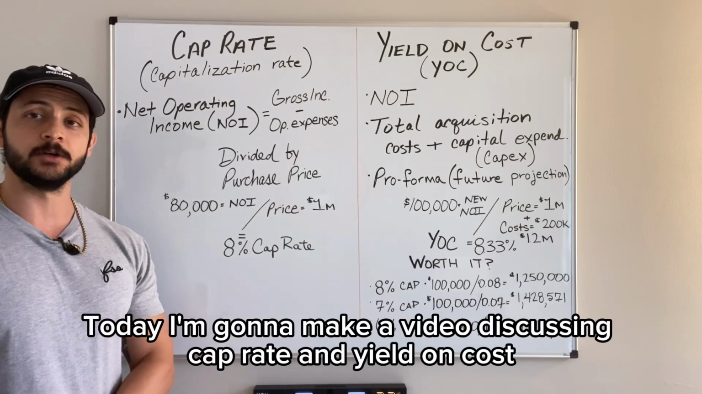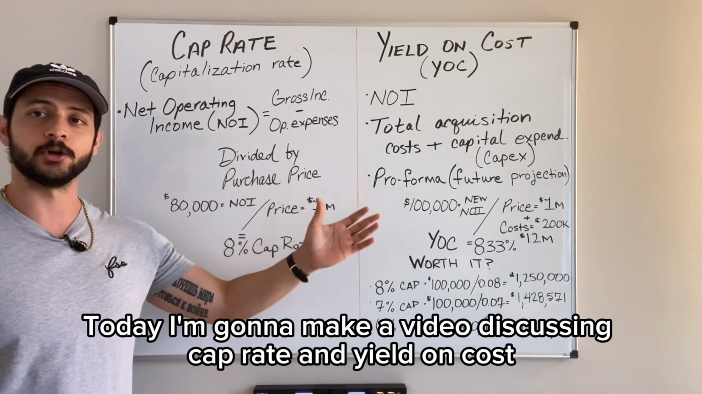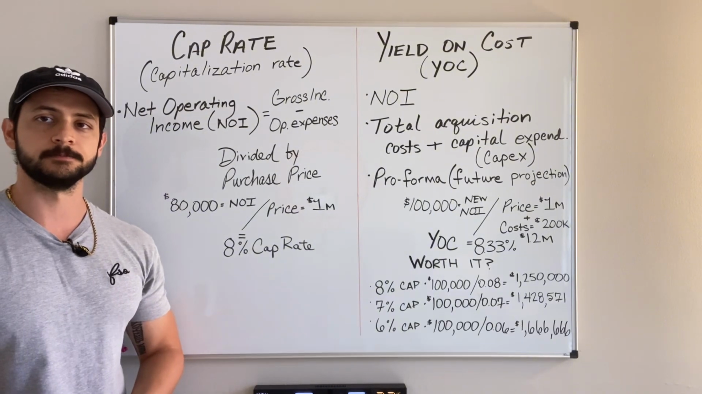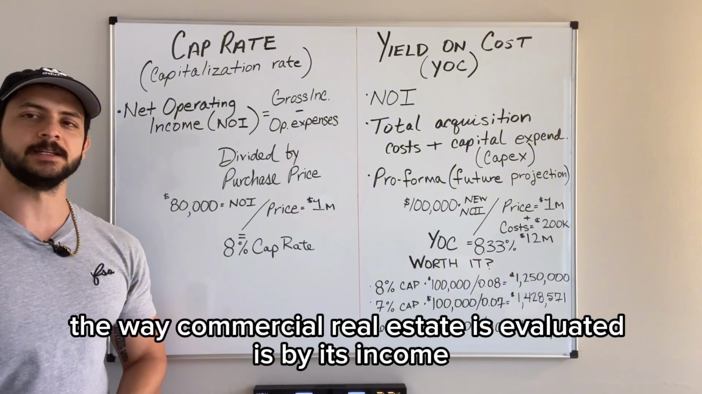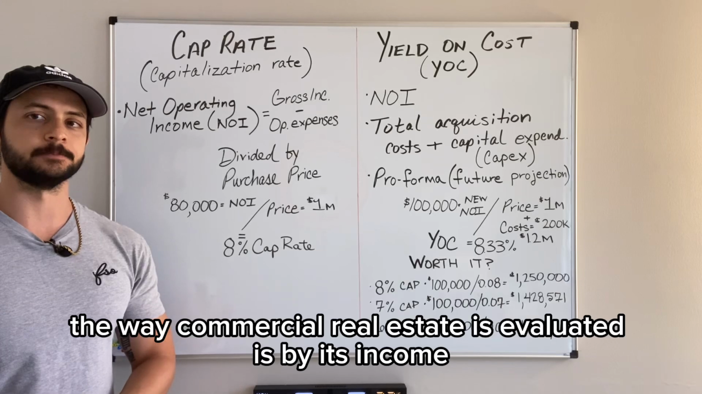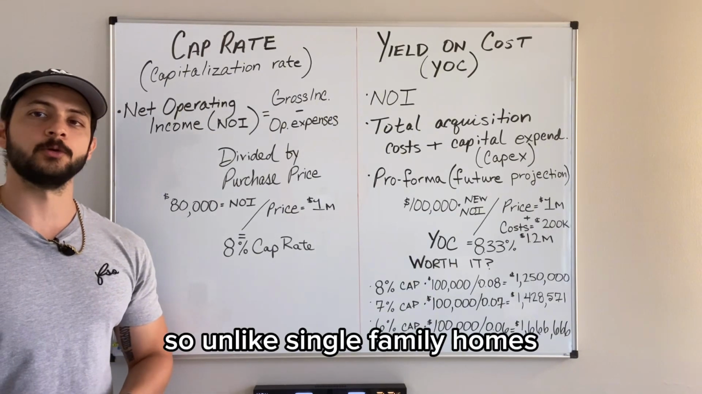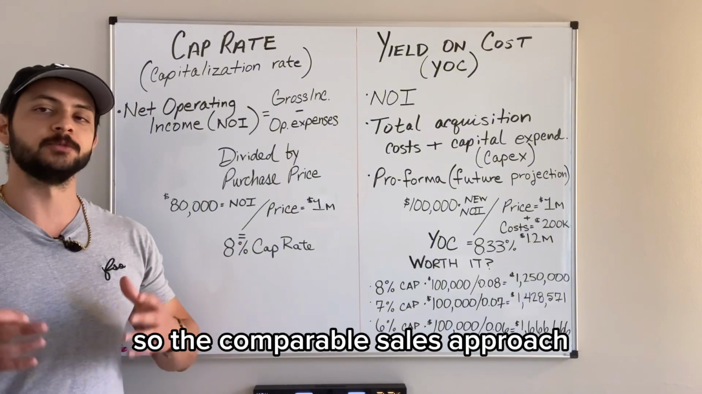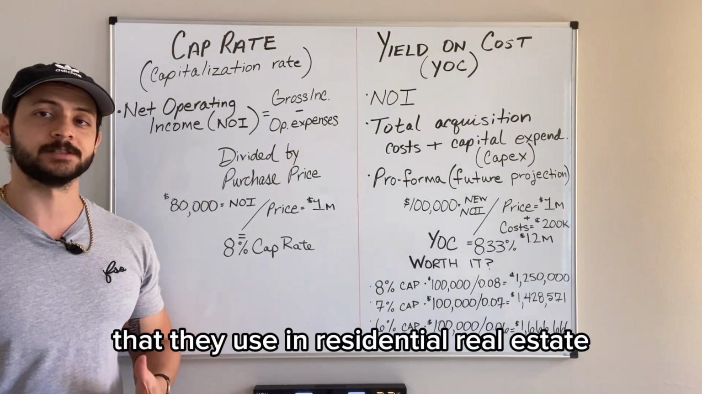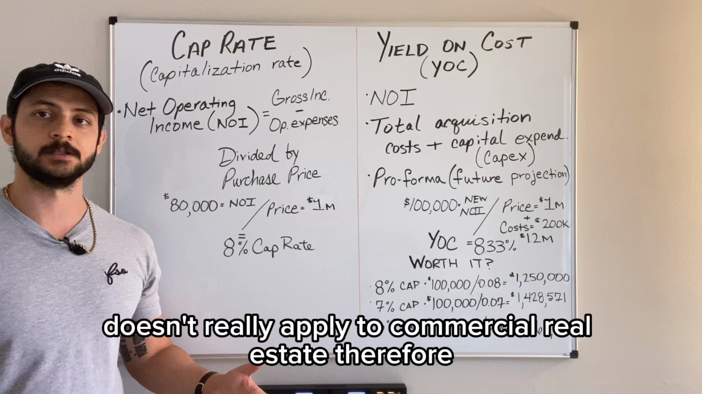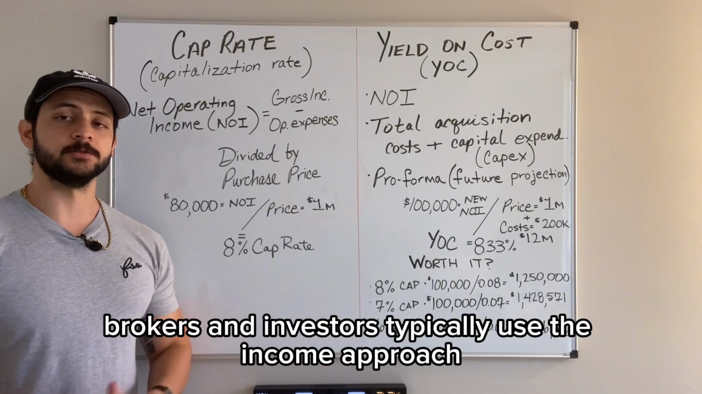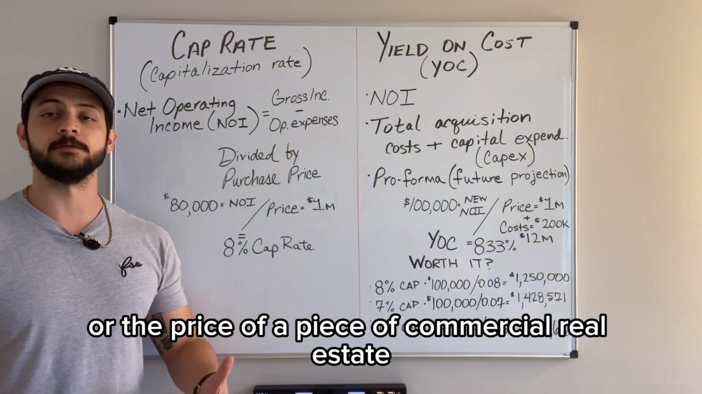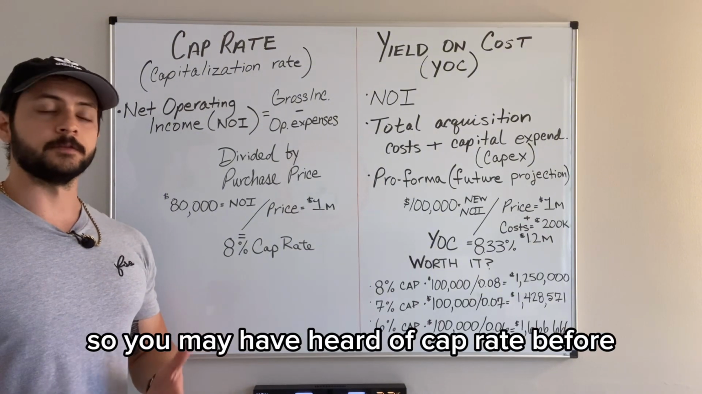Today I'm going to make a video discussing cap rate and yield on cost, which are a couple different ways to evaluate a piece of commercial real estate. By and large, the way commercial real estate is evaluated is by its income. Unlike single family homes, commercial real estate is too different and unique, so the comparable sales approach they use in residential real estate doesn't really apply. Therefore, brokers and investors typically use the income approach to evaluate the value or the price of a piece of commercial real estate. So you may have heard of cap rate before.